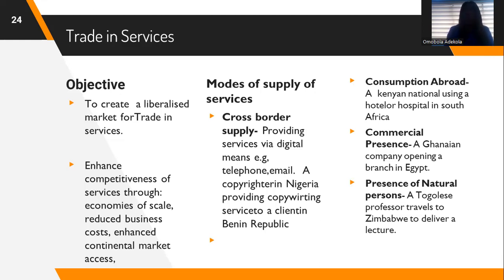So for others, maybe like an accountant from Ghana, before you can practice in Nigeria, there are certain requirements that you need to meet. Maybe there is some certification, or is the government going to recognize the certification from South Africa for you to be able to practice in Kenya, or is the government of Ghana going to recognize the certification that you have from Nigeria for you to be able to practice in Ghana? So those are the things that services involve.